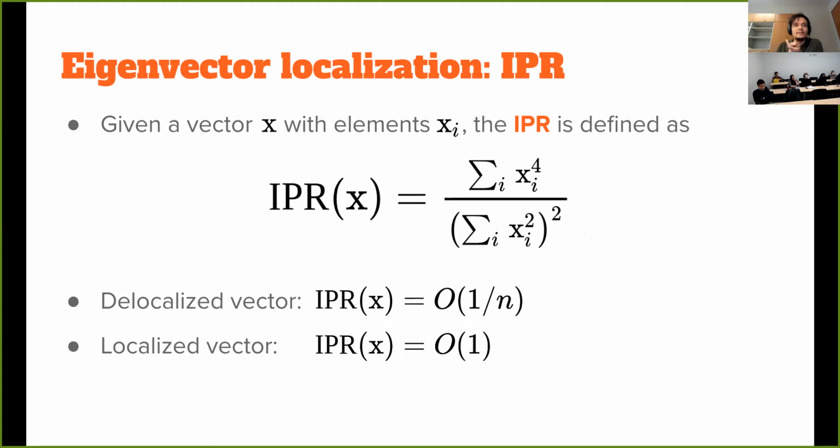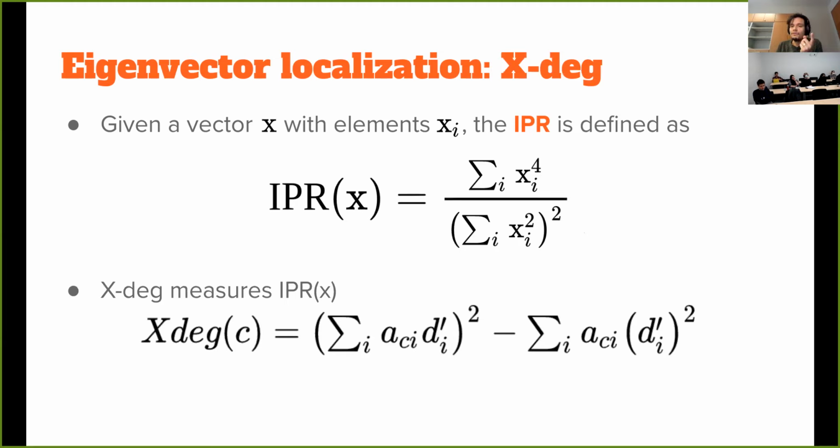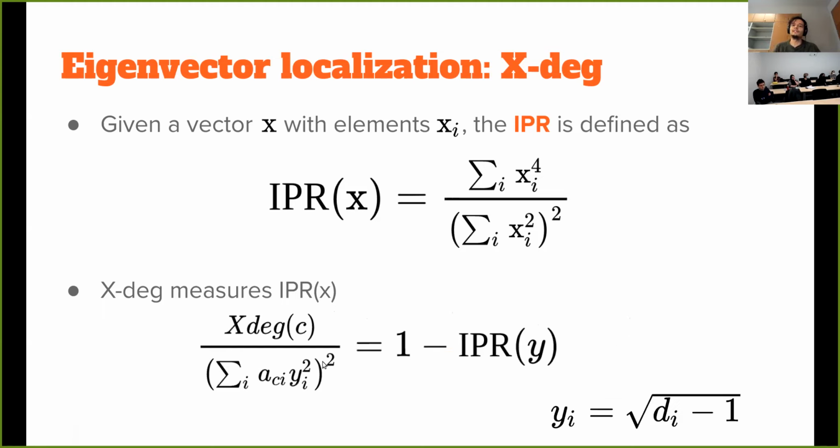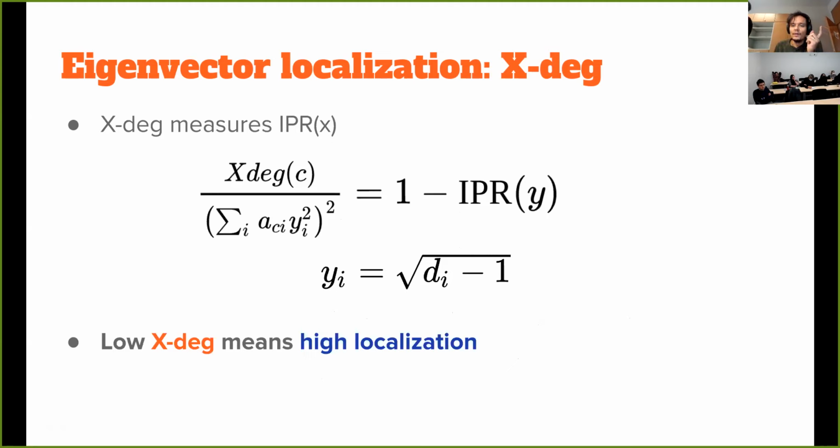So what we're trying to say here is that if you look at x degree, I'm going to manipulate this formula a little bit. I'm going to change variables, defining these y's as the root of the x's degrees. And now you see where this is going, because now I have these fourth powers. So if I normalize this thing and rearrange, I will find that the normalized version of x degree is nothing more than 1 minus the IPR of a vector whose entries are the roots of the x's degrees of my neighbors. And that's nice, because that means that I can relate x degree to localization. That low x degree means high localization of degrees around my neighbor.